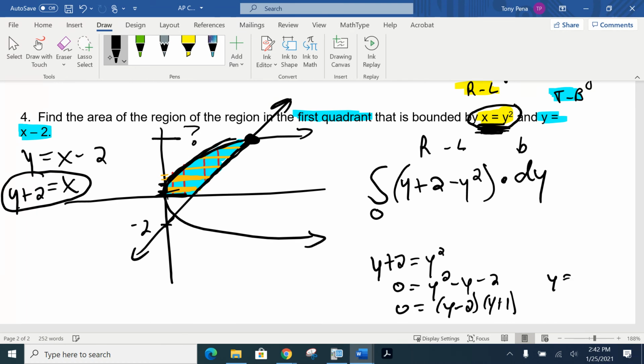You can see one of the intersections would have been the -1. That's this guy down here. But since we were told first quadrant only, we're not going to have to worry about that one. The other intersection is 2. That's the point up here. So we now know that this integral stops at 2. Throw that into the calculator, and that should be 10/3.